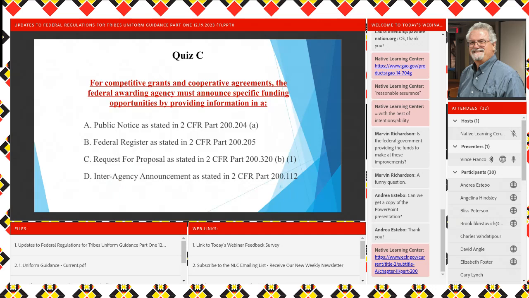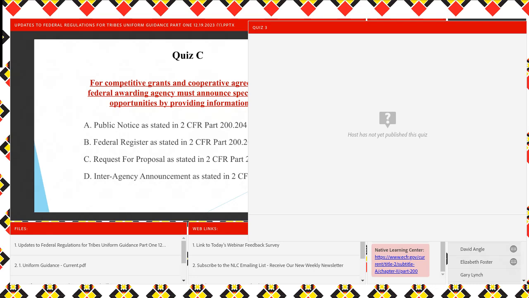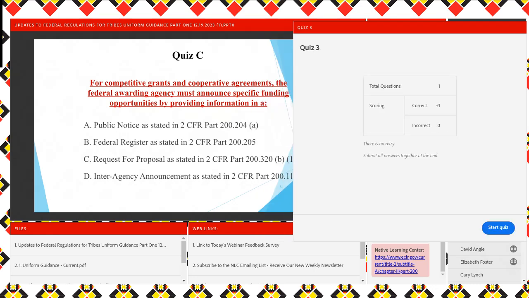Now, a little quiz here for competitive grants. If you can move that over so I can read it just a little. Okay. For competitive grants and cooperative agreements, the federal awarding agency must announce specific funding opportunities by providing information in a, and the options here are: a public notice as stated in 2 CFR Part 200.204; Federal Register as stated in 2 CFR Part 200.205; request for proposal as stated in 2 CFR Part 320; interagency announcement as stated in 2 CFR Part 200.